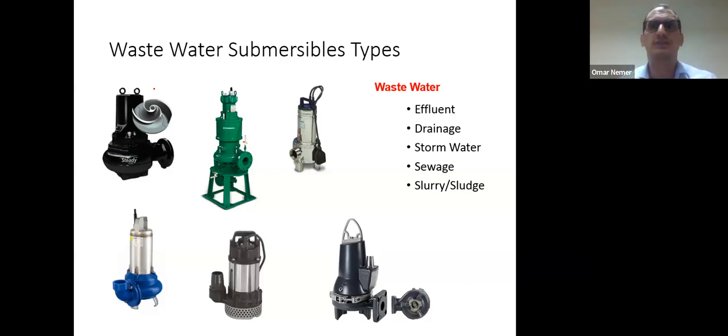Now, wastewater could be effluent water, or we can call it gray water. There is drainage, there is stormwater, there is sewage, and there is slurry or sludge. For example, if we talk about sludge, I cannot use a pump for drainage to pump sludge.